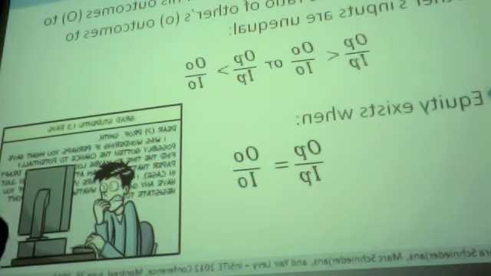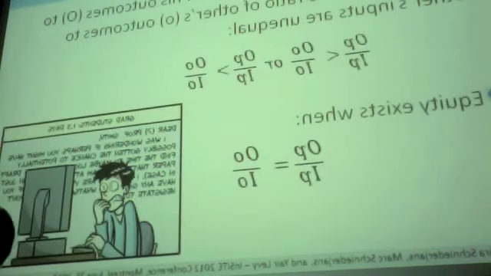The idea is, let me jump quickly. The idea is that there is inequality here. When there is inequality, you start having problems.